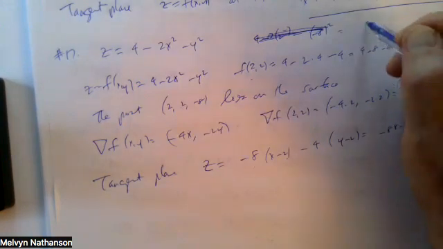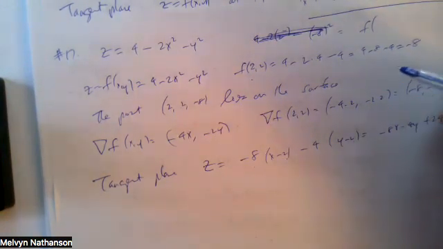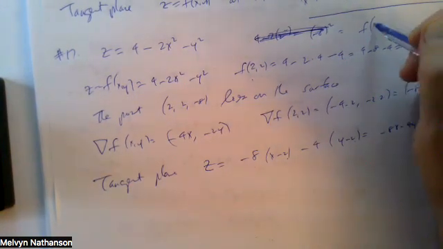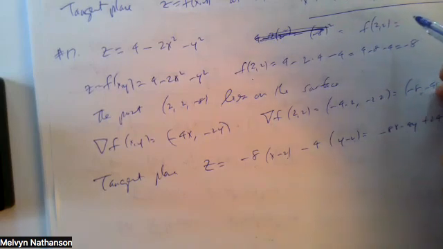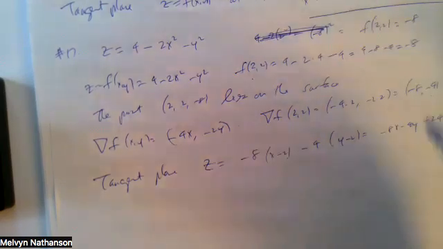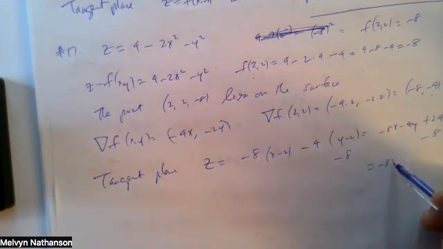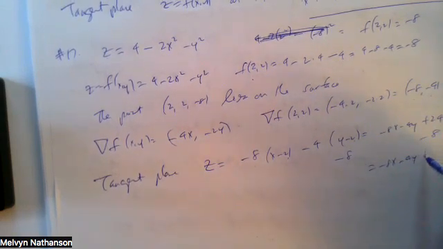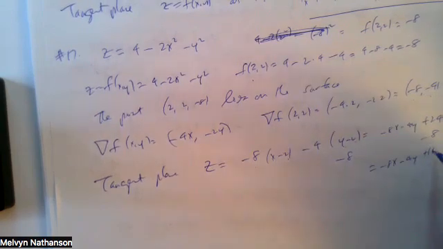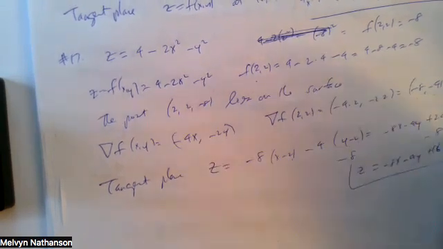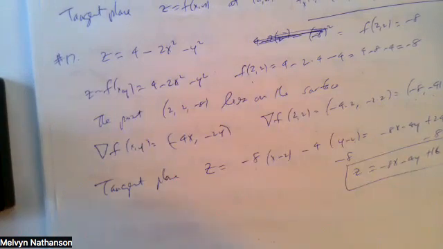And for this function, f at (2, 2) is minus 8. So you get minus 8x minus 4y plus 16. So that's the equation of the tangent plane.